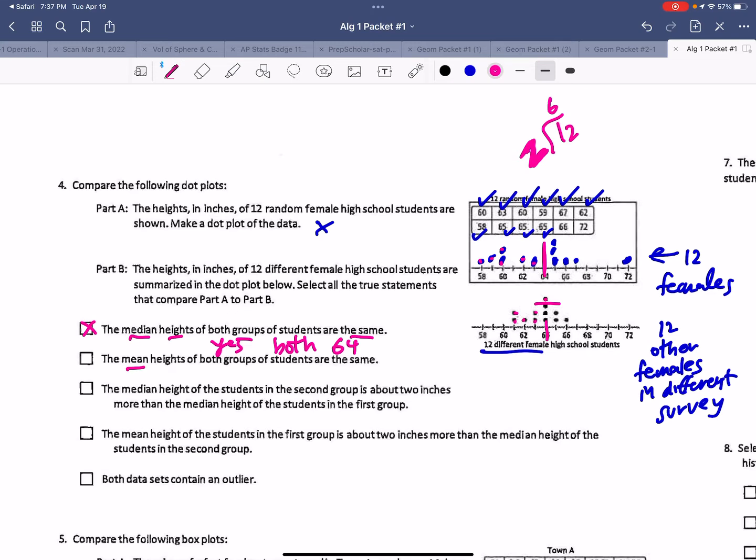All right, the mean. Okay, so they switched from the median to the mean. Here, I think that would be different. I'm going to not pick that. I don't want to take time to calculate it, but I'd have to add all 12 up and divide by 12 to figure that out. But because the distribution is slightly different, I'm thinking it probably won't be the same. All right, the median height of the students in the second group is about 2 inches more. Not going to pick that because we know the median is the same. The median in both groups is 64. The mean height of the group in the first is about 2 inches more than the median height of the student in the second.